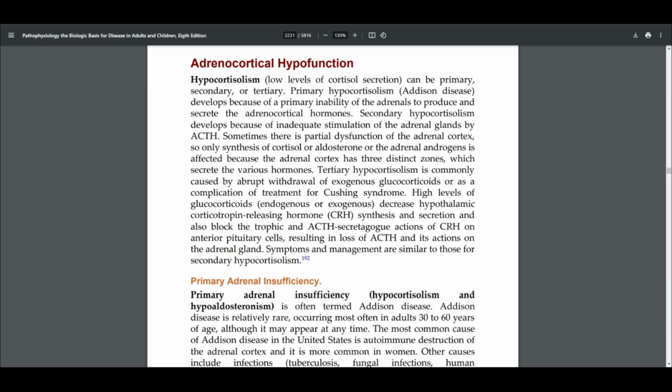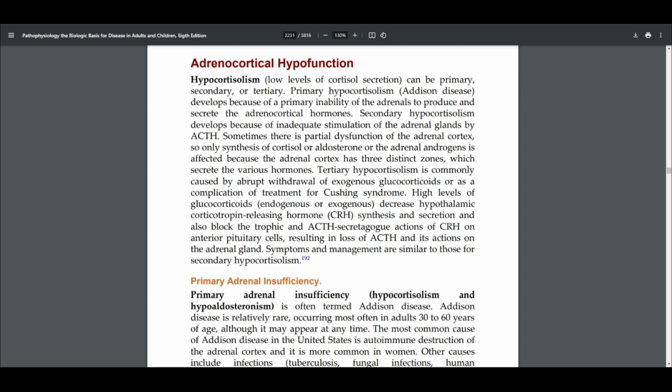Sometimes there is a partial dysfunction of the adrenal cortex, so only synthesis of cortisol, aldosterone, or the adrenal androgens is affected, because the adrenal cortex has three distinct zones which secrete the various hormones.